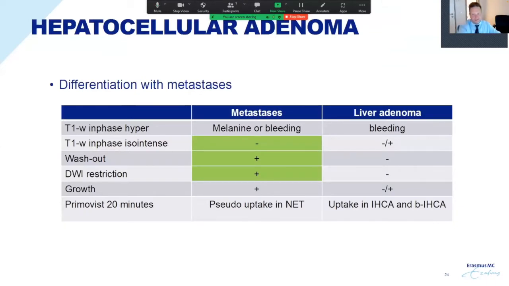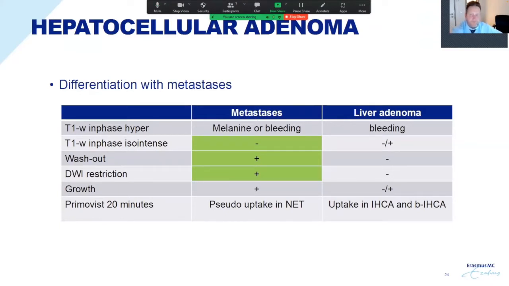In clinical practice, the main task of a radiologist will be to differentiate this tumor from other tumors. These can be metastases from a known or unknown primary. The most important clue is that metastases are never isointense on T1 in phase. This is because they do not contain hepatocytes like the surrounding liver. Only if the metastases are very tiny, they can be very difficult to see on the T1 in phase.